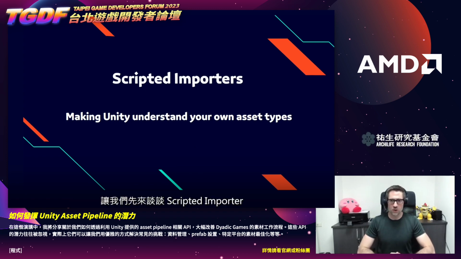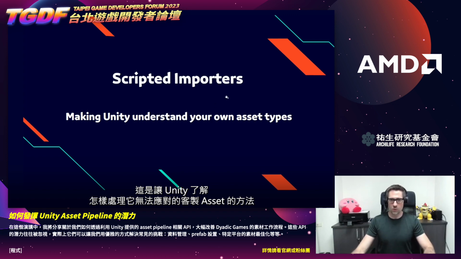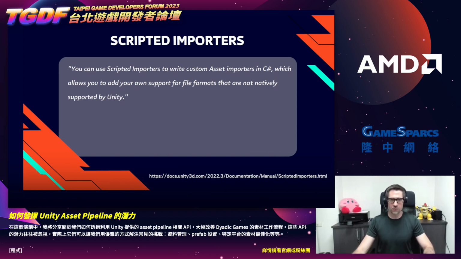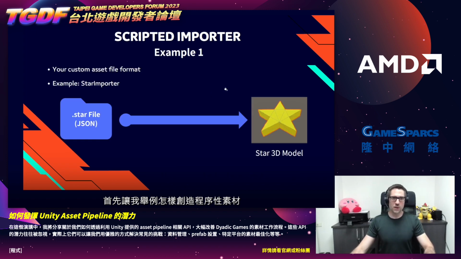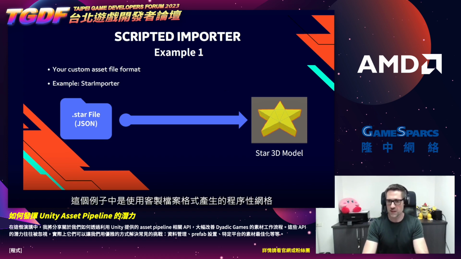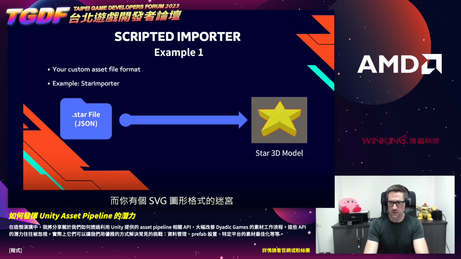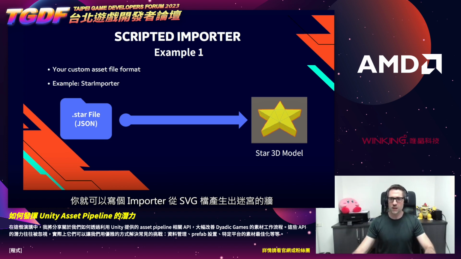Let's talk about scripted importers first. This is a way to make Unity understand your own custom asset format that it otherwise could not handle by itself. So as a first example, I want to show you how to create procedural assets, more specifically procedural meshes based on a custom file format. For example, you can create a custom file format to save level structures inside. Maybe you have some kind of labyrinth game and then you have a labyrinth prepared as an SVG graphic and you write an importer that creates walls for the labyrinth out of the SVG.